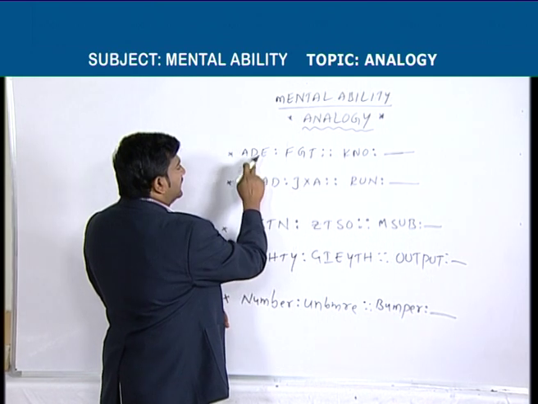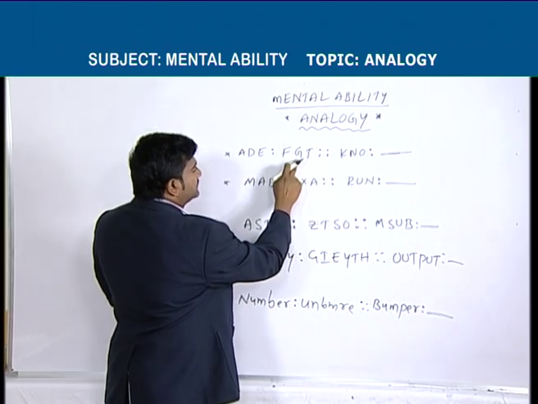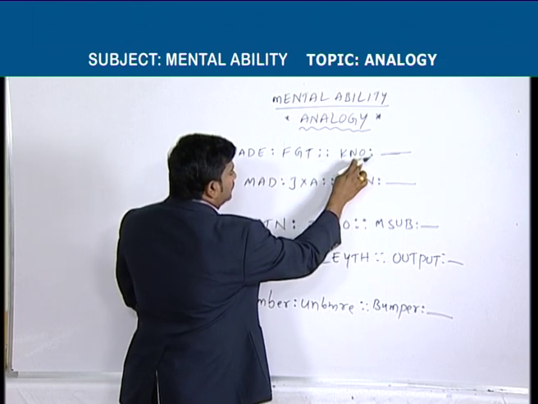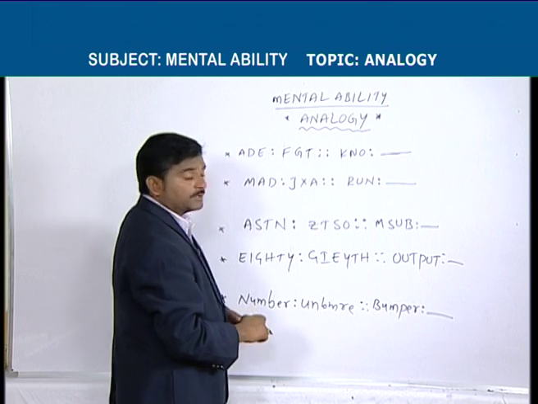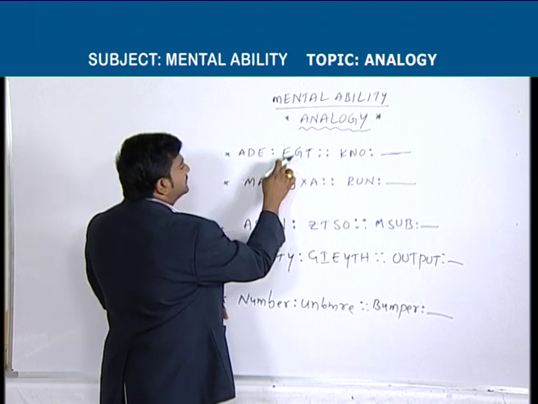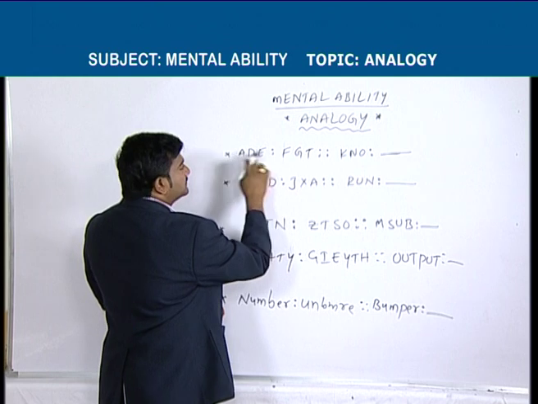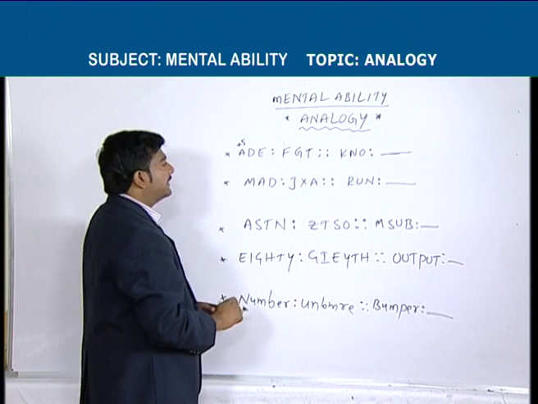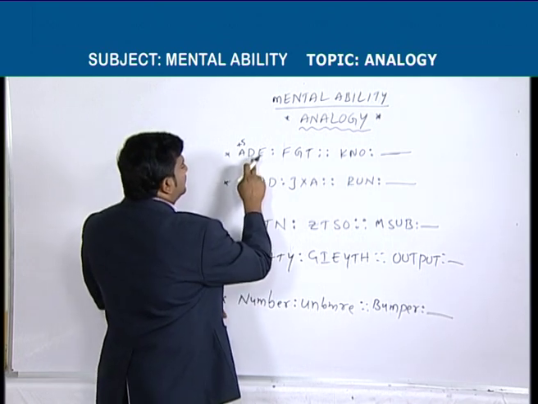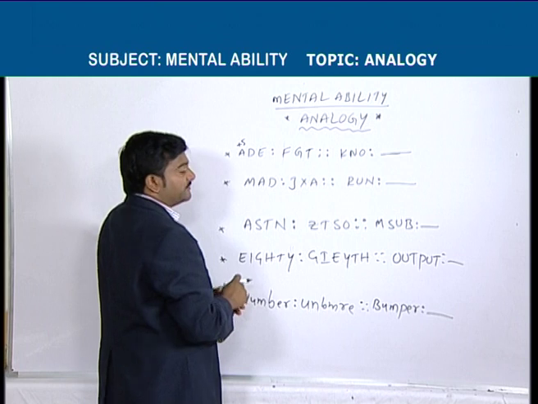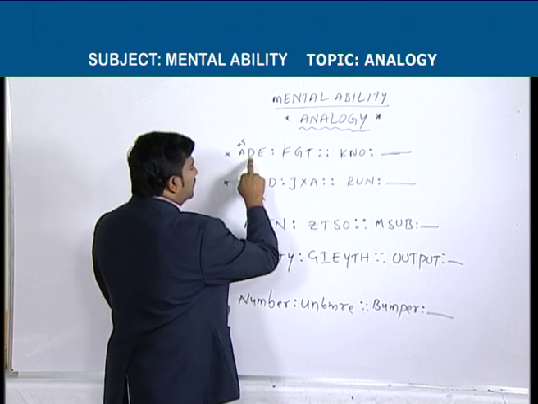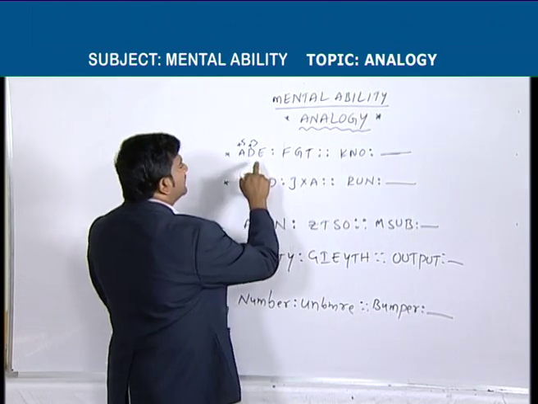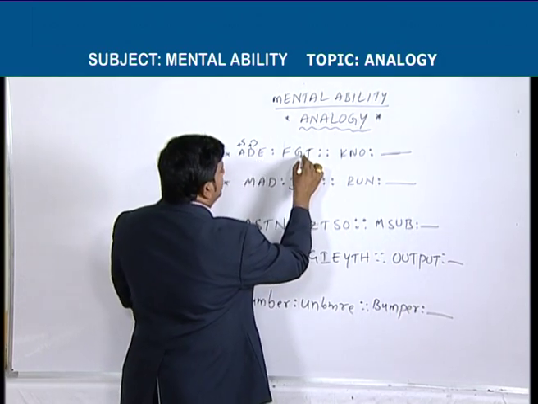ADE is to FGT, as KNO is to dash. See, A is written as F, 1 is written as 6, so simply he added plus 5. Similarly, D means 4, whereas G means 7, so 4 is written as 7, simply plus 3. And here, see, it's not a T, so it's simply J.